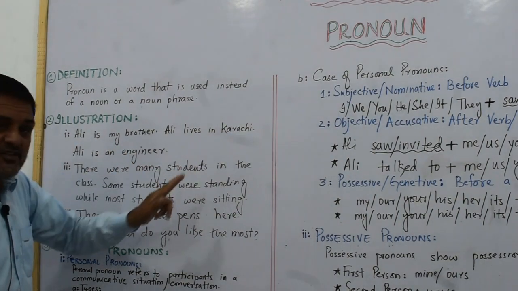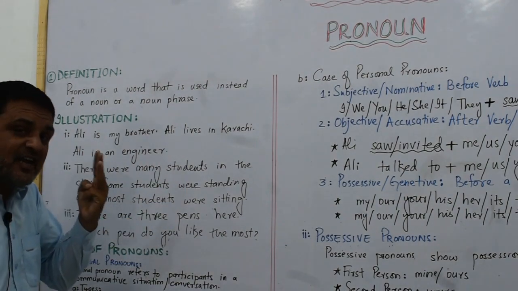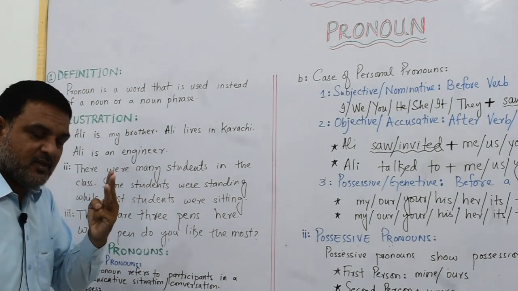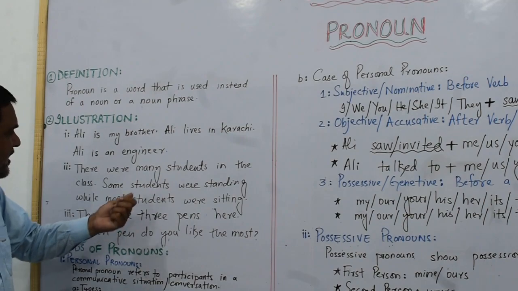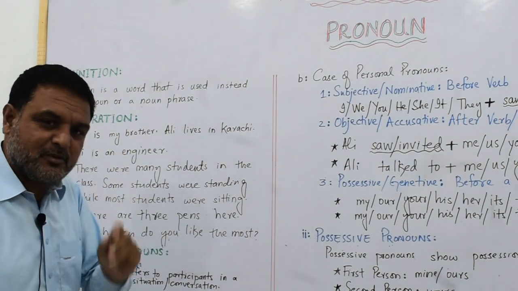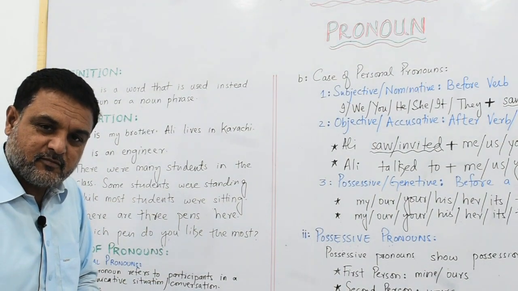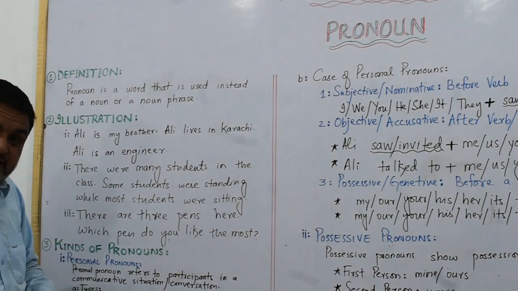Ali lives in Karachi. Ali is an engineer. There are 3 sentences, simple clauses. Ali is my brother. Ali lives in Karachi. Ali is an engineer. What's unusual about these 3 examples, these 3 sentences? It's the repetition of Ali, Ali, Ali in 3 sentences.